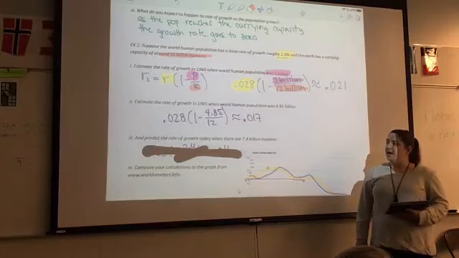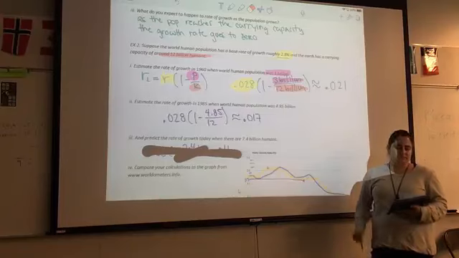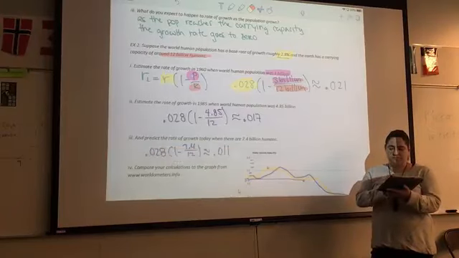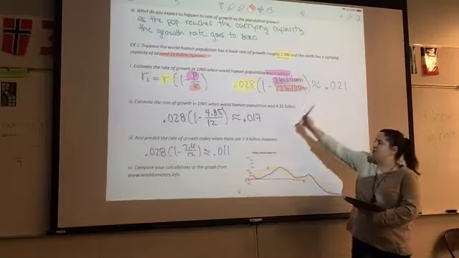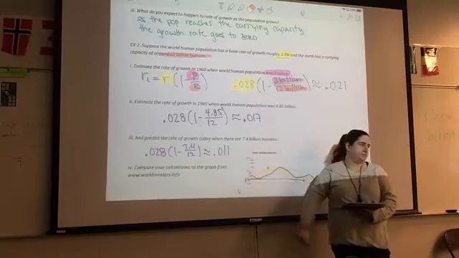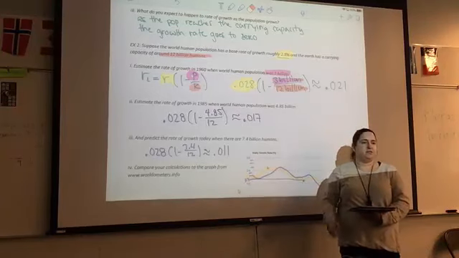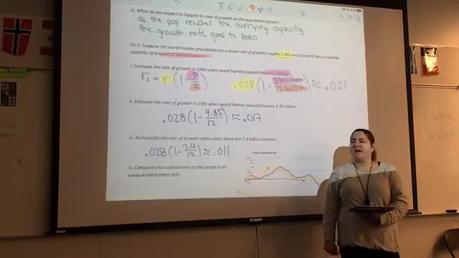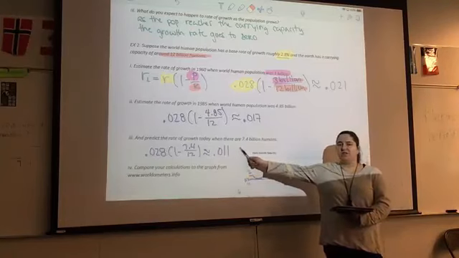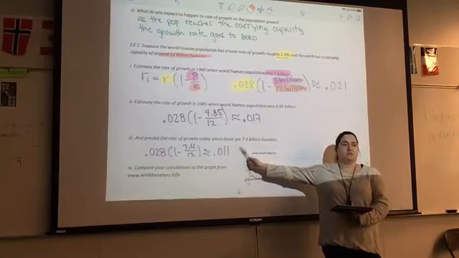Okay. And predict the rate of growth today when there are 7.4 billion. Notice that it continues to get slower. Now, is it really going to be this type of rate? What are some factors now that might make this even lower or higher?